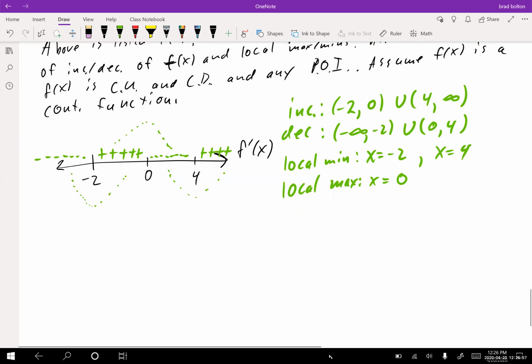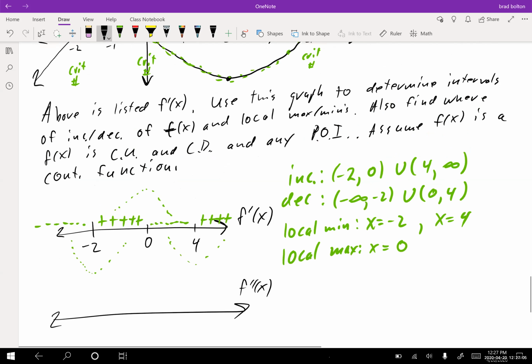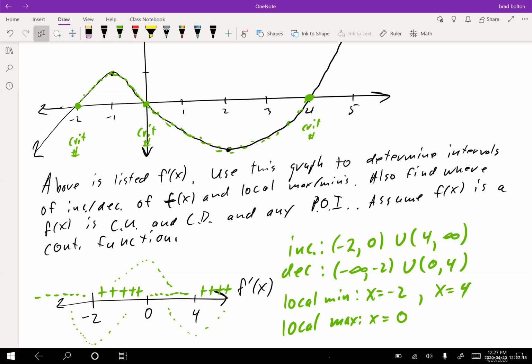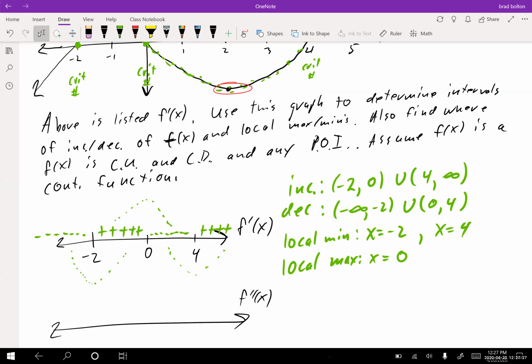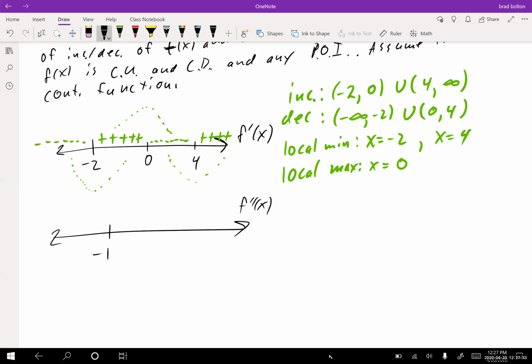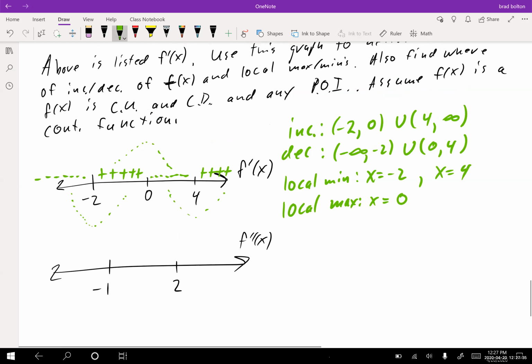Now for concavity, we have to do a second derivative test, f double prime, using our number line. Now, where is the second derivative 0? It's wherever the second derivative is 0 or undefined. That would be when the slope of the derivative has a 0 slope. So that would be here and here. So the local mins and maxes of the first derivative are actually, I don't want to call them critical numbers, but their version of the critical numbers for the second derivative. So that means -1 and 2. And now we're going to do our second derivative test.